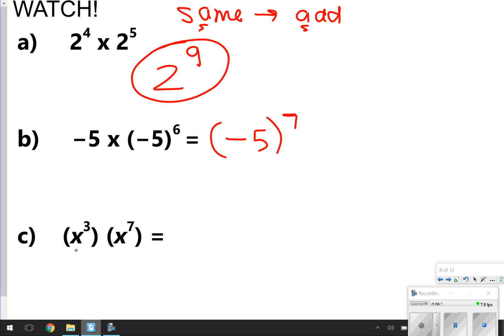Over here I have C, x to the 3rd and x to the 7th. 3 x's plus another 7 x's will give me 10 x's, x to the 10th.